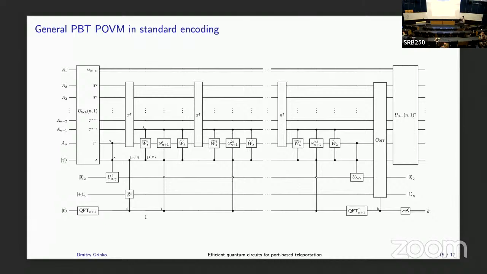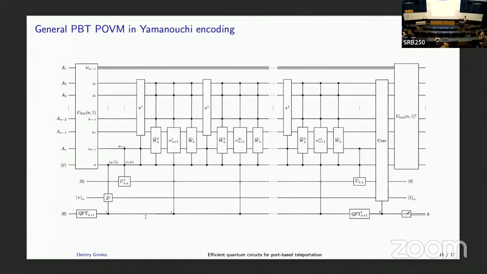And as I said, this is one encoding. In the Yamanouchi encoding, you have more efficient storability, but the cost is that the gates are more non-local, and because of this, you cannot optimize the circuit, so the depth becomes worse in this case, but the additional qubit count is better here.